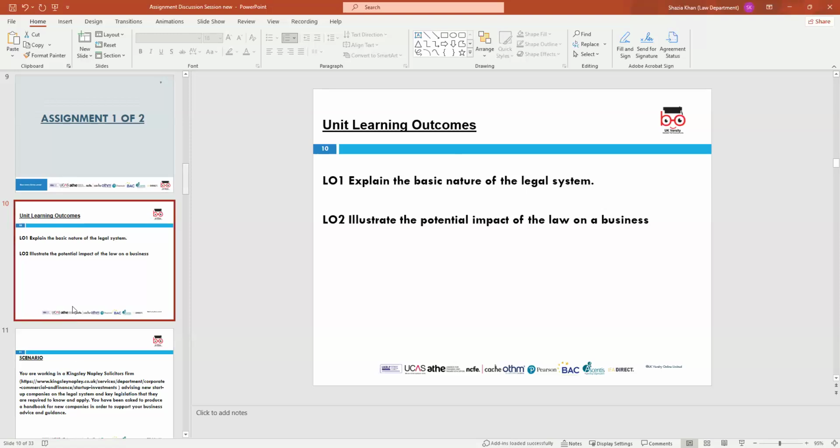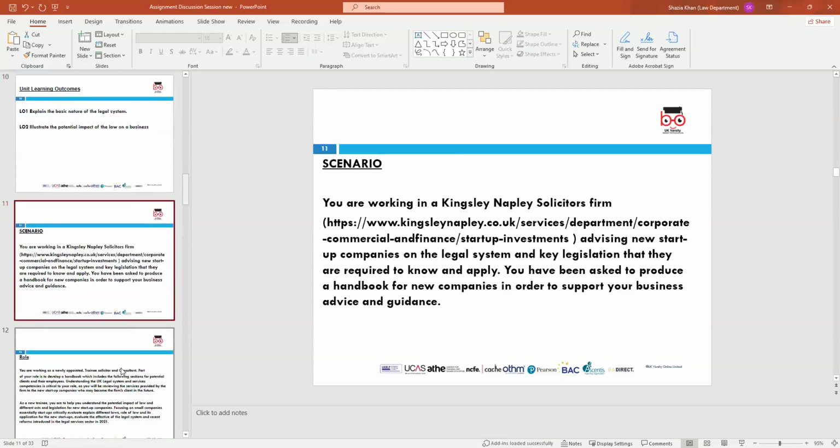All this is available on the assignment brief, which is available on Moodle, and I will show you that towards the end as well. So you've got a little bit of an idea of how to look at that. And then you've got the scenario. So we'll go through the scenario. So this is assignment 1 of 2, okay?